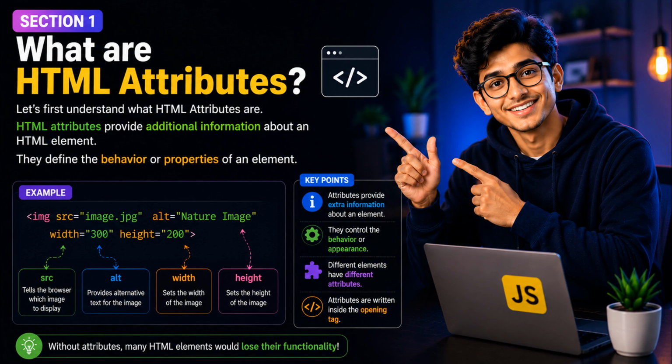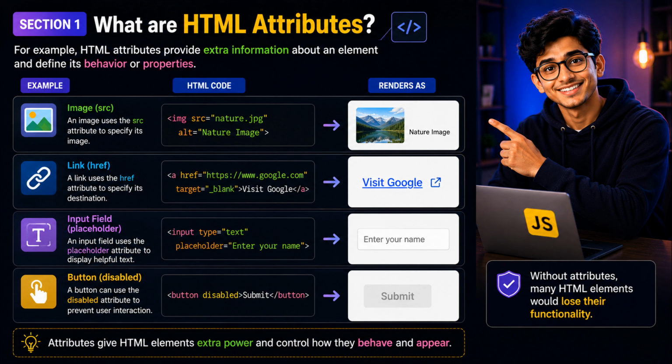Section 1. What are HTML attributes? Let's first understand what HTML attributes are. HTML attributes provide additional information about an HTML element. They define the behavior or properties of an element. For example, an image uses the src attribute to specify its image. A link uses the href attribute to specify its destination. An input field uses the placeholder attribute to display helpful text. A button can use the disabled attribute to prevent user interaction. Without attributes, many HTML elements would lose their functionality.